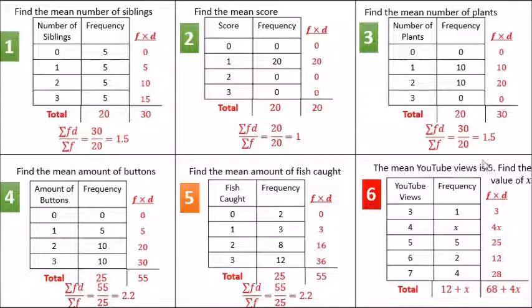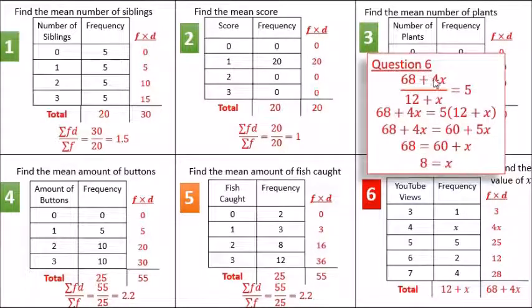Because we know that the mean number of YouTube views is 5, what we can do is we can say that 68 plus 4x, this number here, the sum of the frequency times the data, divided by the sum of the frequencies, 12 plus x, is equal to our mean, which is 5. So 68 plus 4x is equal to 5 lots of 12 plus x if you multiply both sides of our equal sign by our denominator of this fraction, 12 plus x. We can expand those brackets to get 60 plus 5x, because 5 12s are 60, and 5 times x is 5x. And it's just a case of solving this equation.